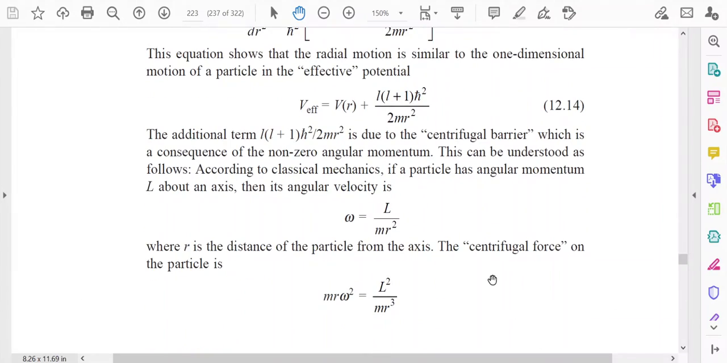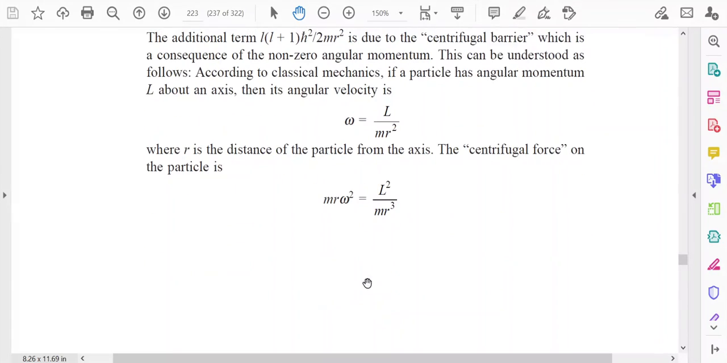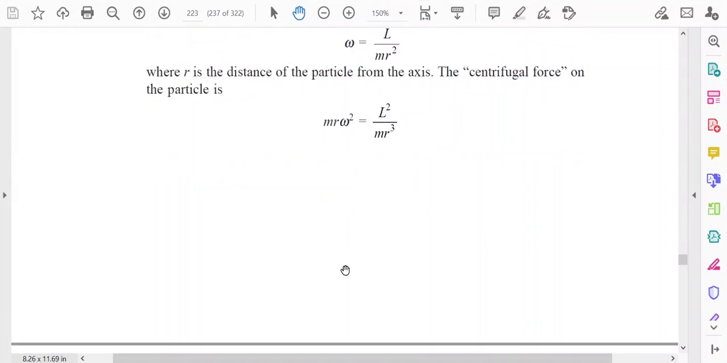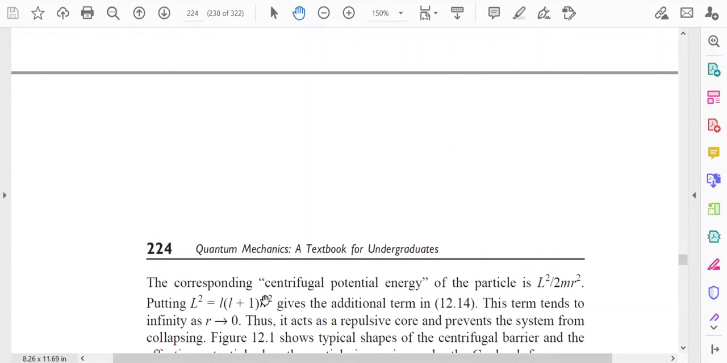And we also know that the expression for the centrifugal force is mrω². If we put the value of ω from here, then the centrifugal force becomes L² by mr³. This is the value of the force. Now, what will be the value of the potential? You know the relation F is equal to minus dV by dr. From that relation, the potential can be found from the expression of the force. So the corresponding potential is L² by 2mr².